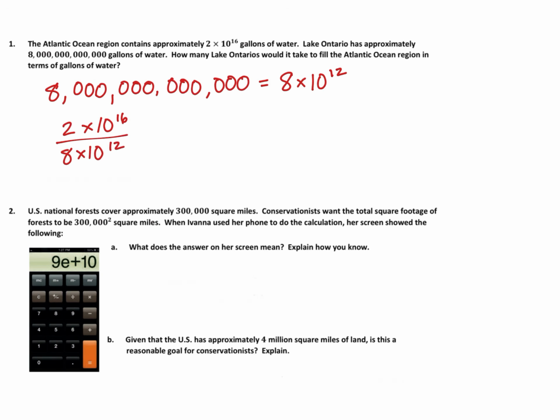All right. So 2 divided by 8 gives us 1 over 4. It can be reduced. And then 10 to the 16th divided by 10 to the 12th. Well, remember, when we have the same base of 10 and they're divided, we can subtract those exponents. So it's times 10 to the 4th because 16 minus 12 is 4. But a quarter can be rewritten as 0.25.